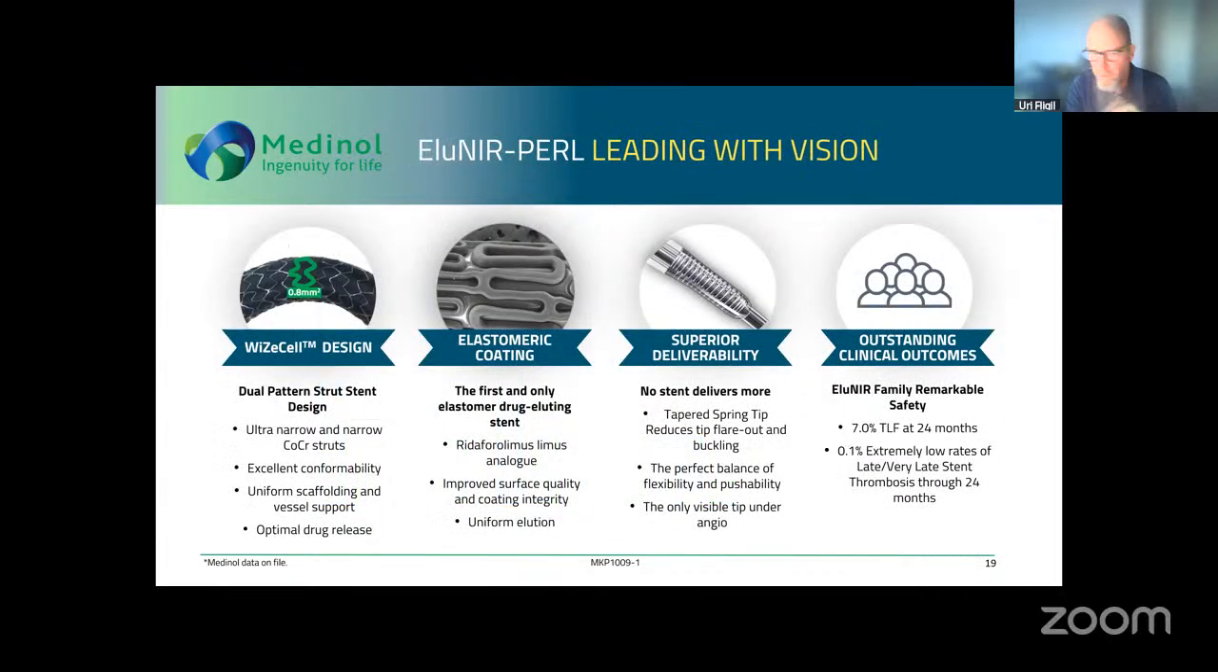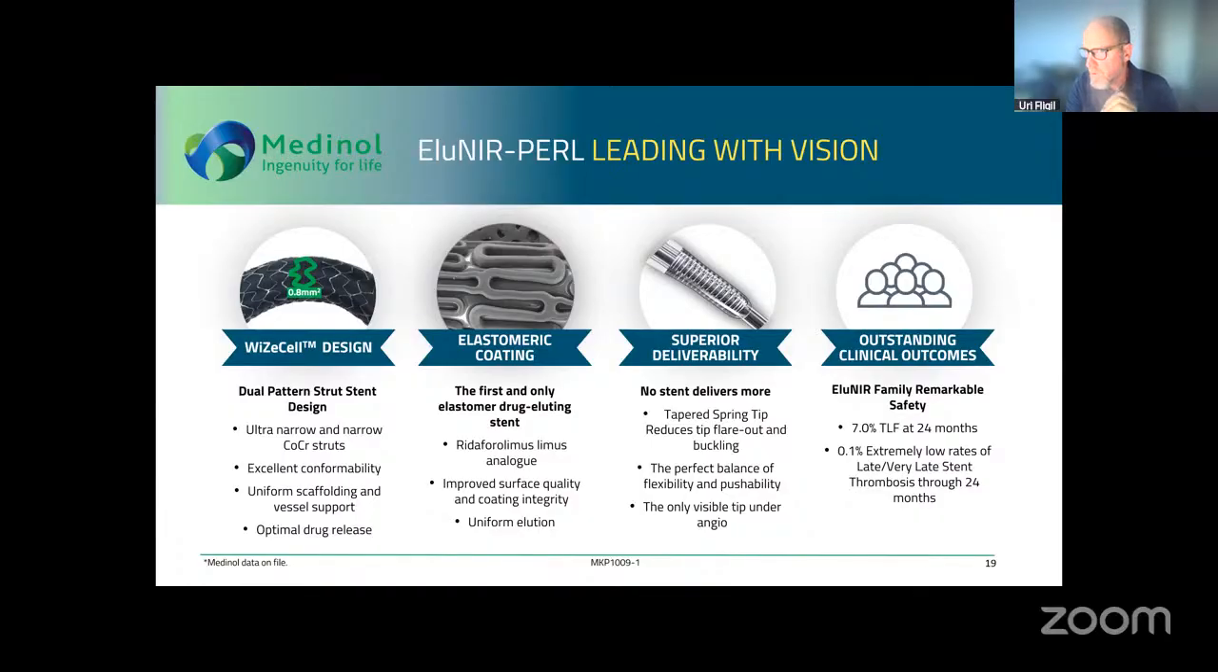So to summarize my presentation, I would like to emphasize again that we have a unique stent design, which we call Y-cell, where we have alternated strut thickness. We have excellent conformability, uniform scaffolding and vessel support, and optimal drug release because of this conformability. Our elastomeric polymer is a durable polymer that is releasing ridaforolimus, which is a limus drug. And again, it's very unique because it has these 400% stretching capabilities to its size.